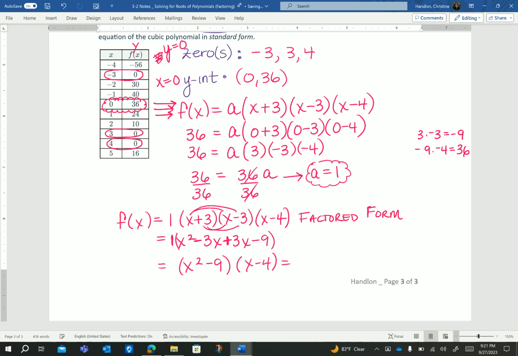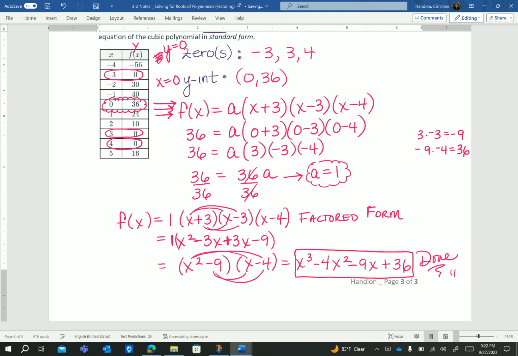And so now I have to multiply again. X squared times x. X squared times -4. -9 times x. And -9 times -4. And we look to see if any terms can be combined, and none of them can be combined. So this is the standard form of our answer. And we're done.